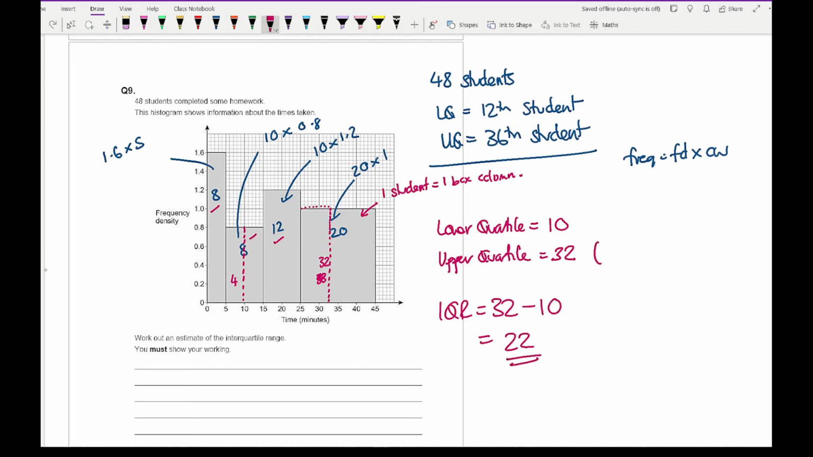Now I would say you could say 33, in which case you'll have an interquartile range of 23. But I would say any of those should get you full marks, and again, it may be worth looking at the mark scheme in the document attached to see if that is the case.